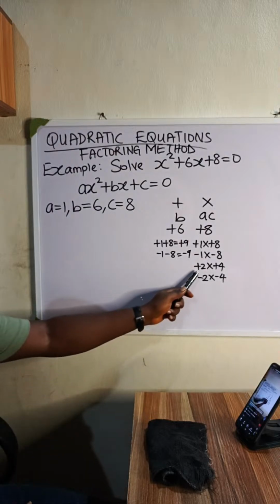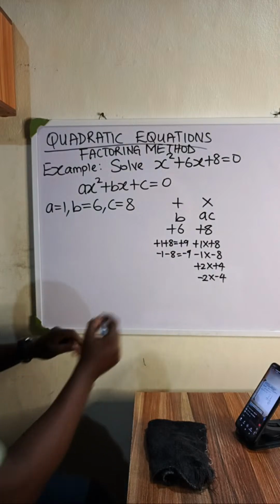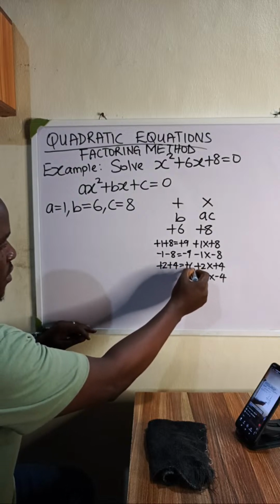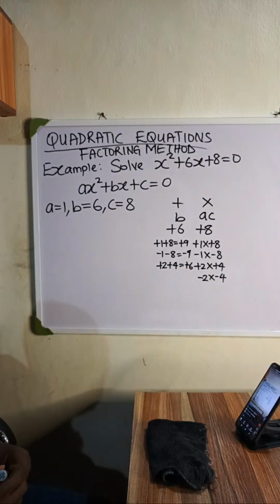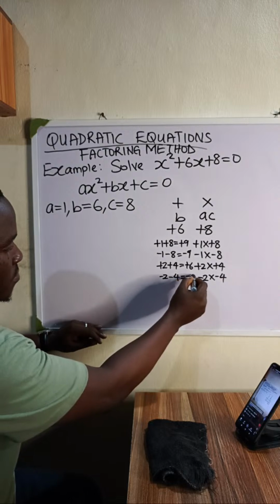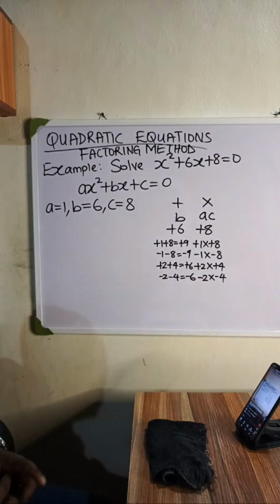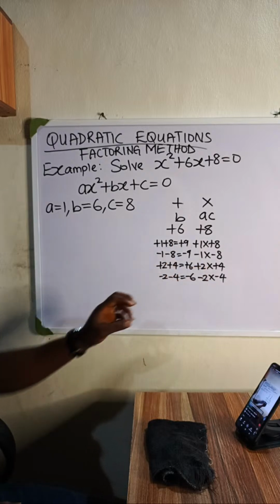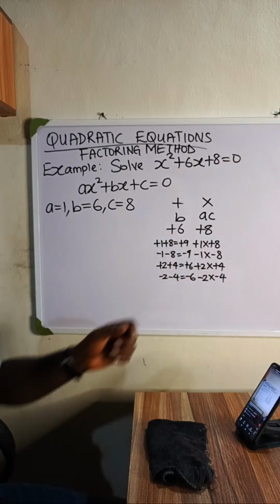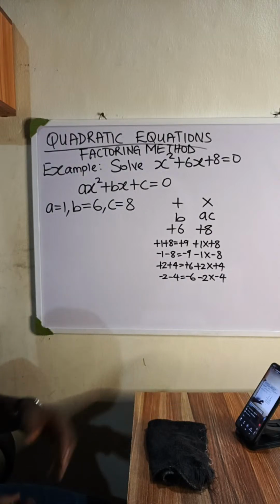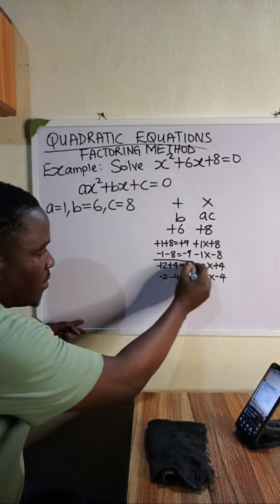We also have plus 2 plus 4. Plus 2 plus 4 will give us plus 6. And then we also have minus 2 minus 4, which will give us minus 6. So out of all these numbers, the only set of numbers that will multiply to give us plus 8 and also add to give us plus 6 is this set here.